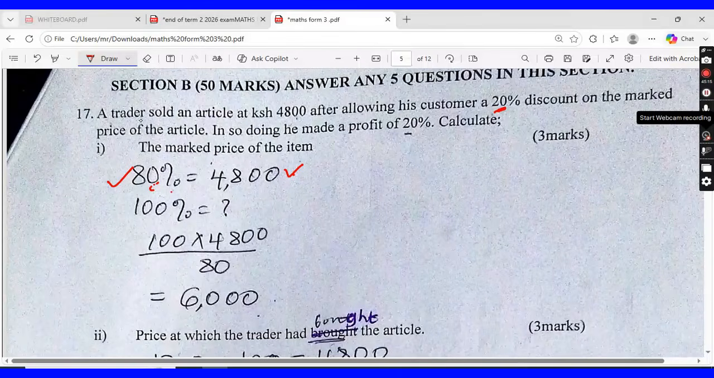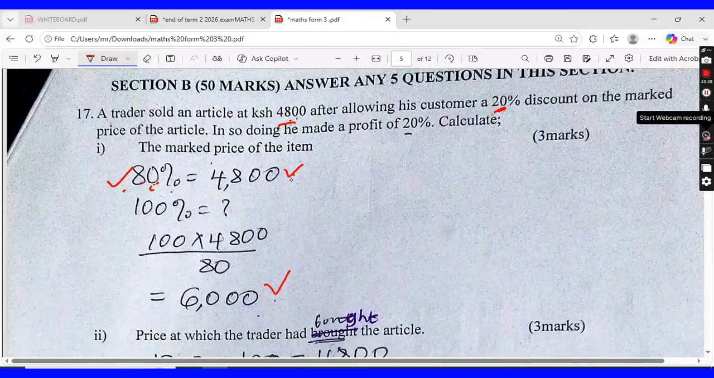The trader sold an article at shilling this one after allowing his customer discount. Market price of the article. So market price is 100%. If in so doing he made a profit, so ameuza 4,800 na aka make profit already, lakini hii ameuza baada ya kupeana discount. So kabla apeane discount alikuwa ameandika pesa ngapi? Ndio tunataka. So before giving the discount angeuza 6,000.